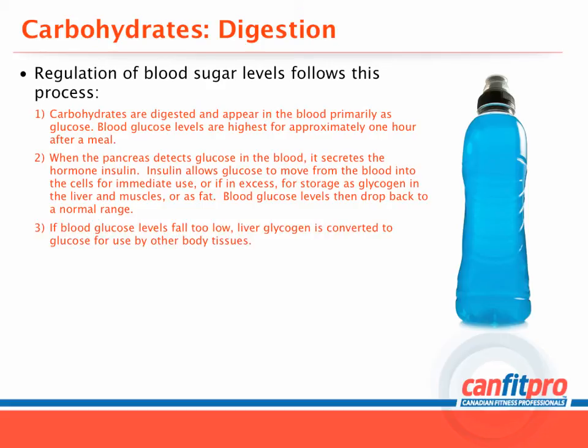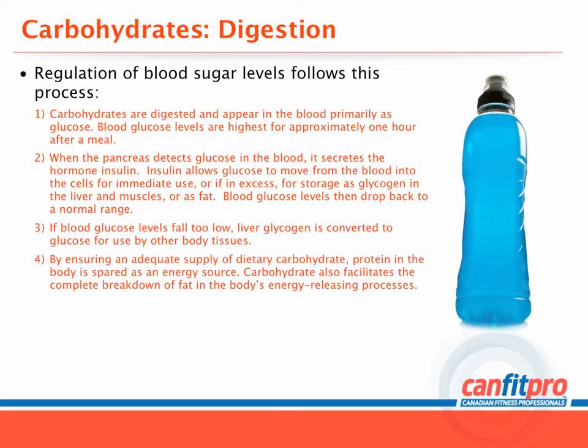If blood glucose levels fall too low, liver glycogen is converted to glucose for use by other body tissues. By ensuring an adequate supply of dietary carbohydrate, protein in the body is spared as an energy source. Carbohydrate also facilitates the complete breakdown of fat in the body's energy-releasing processes.